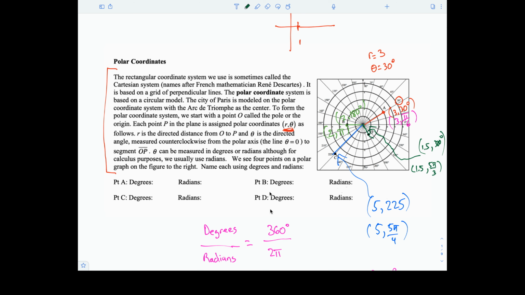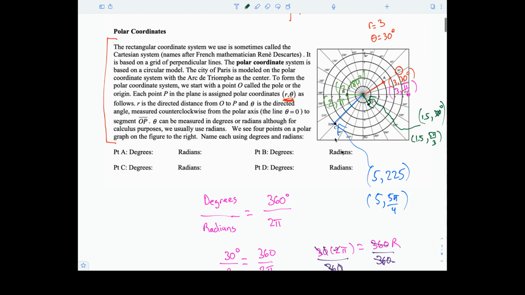So in these notes here, they're specifically just asking you for the degrees and radians representation. I went ahead in each of these and gave you both the radians and the radius and the degrees. So that's essentially what polar is about.